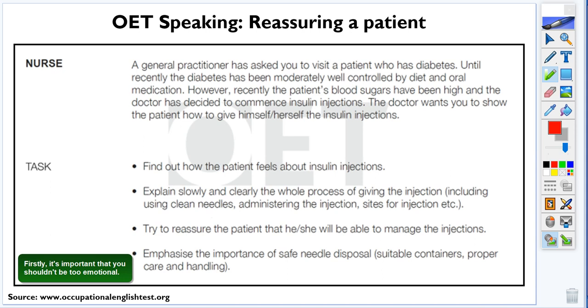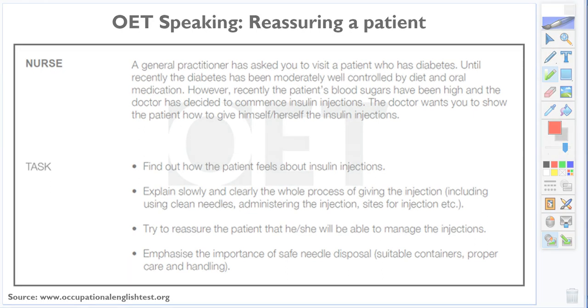Firstly, it's important that you shouldn't be too emotional, like, "Oh, I'm so sorry about this, please don't worry." Believe it or not, that's how some people speak in the exam, and it doesn't sound professional, does it? With that in mind, let's look at some useful, reassuring phrases that you can use for your speaking tasks.